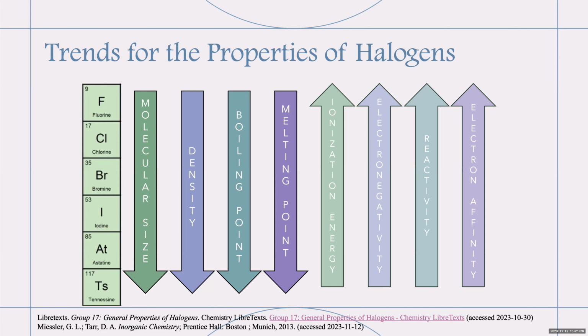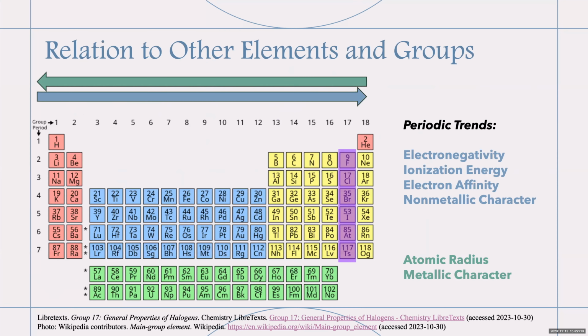It shows that fluorine's electron affinity is 328 kilojoules per mole and chlorine's is 349 kilojoules per mole. While the rest of the elements in this group follow the trend of increasing electron affinity up the group, fluorine has a slight exception.